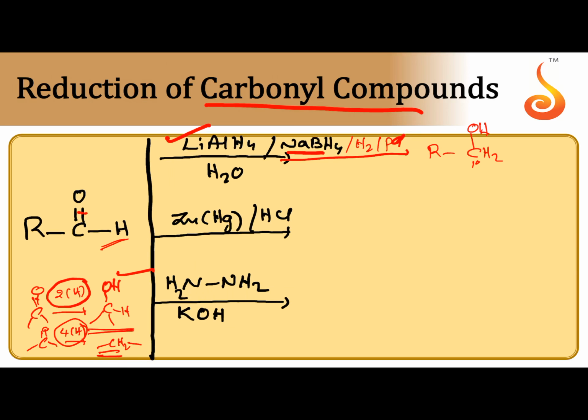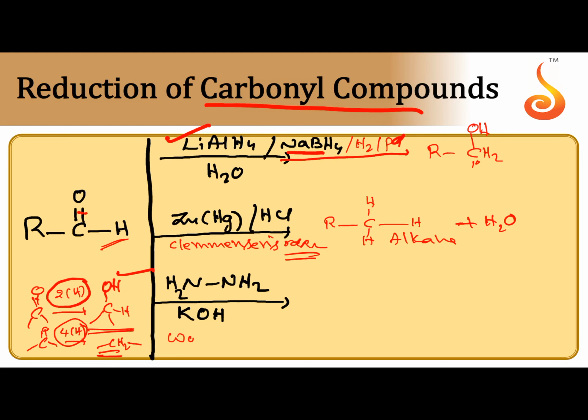Next one, carbonyl compounds are reduced to alkanes by two methods. One is Clemmensen reduction. This is a very important one, Clemmensen reduction. In this method, aldehyde or ketone is reduced with zinc amalgam and concentrated HCl. So oxygen is removed completely, in the form of H2O. In place of one oxygen, two hydrogens are added. C=O group becomes CH2. The product obtained is nothing but alkane.